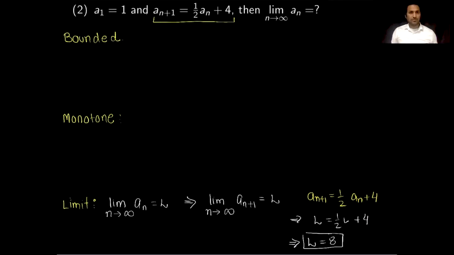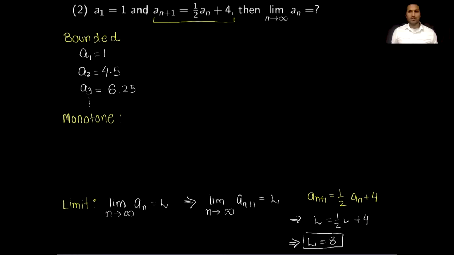In order to show this, we need to show that this sequence is bounded and that it is monotone. In order to show the sequence is bounded, I'm going to compute the first few terms. My a_1 is 1. If I compute a_2, plugging 1 into this side, 1 half plus 4 is 4.5. If I compute a_3, it will be 6.25 and so on. So this shows that this sequence is increasing.